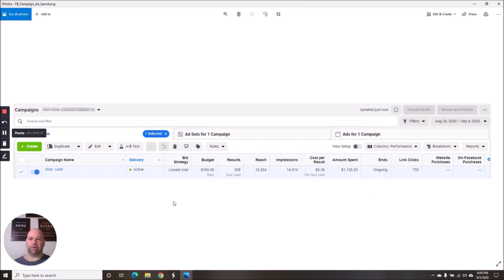Okay, so the first thing I want to show you is the ad spend. We were testing this to cold traffic from Facebook, and you could see here's our campaign, and we ran this from August 24th to September 4th, so about 10 days. And you could see here we spent a little over $1,100, and that's going to be important when I show you the results and the metrics that we look at here.